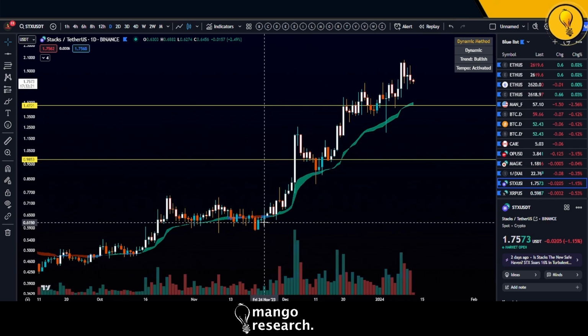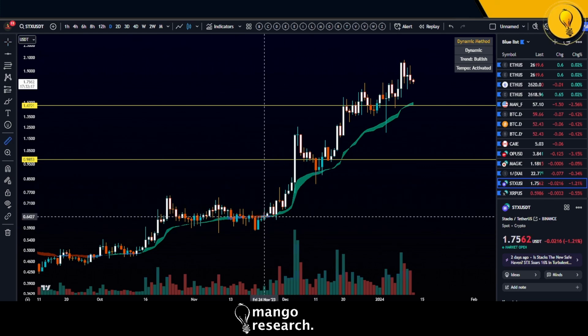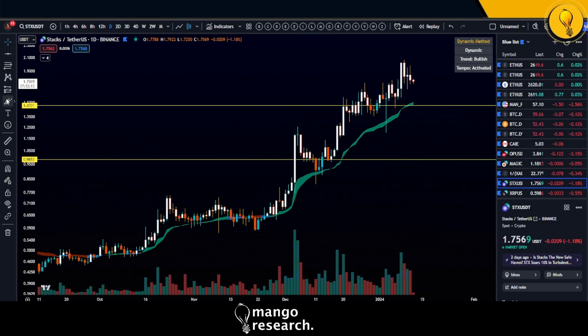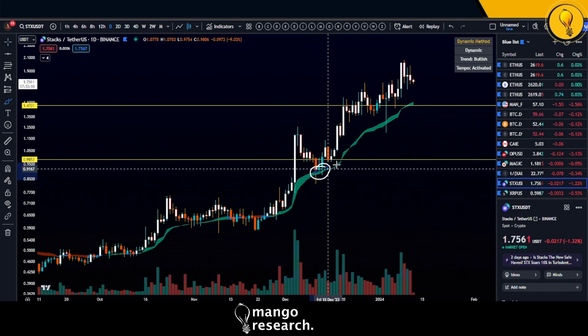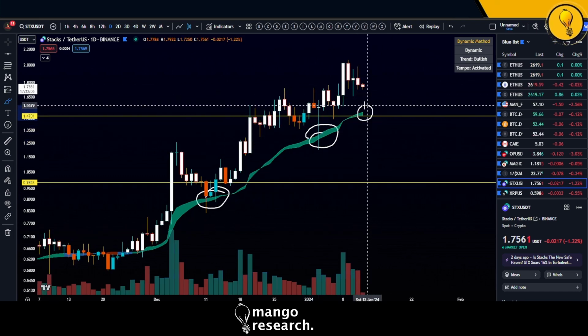The dynamic has been respected since the breakout right here at around 64 cents. If you just followed every test of the dynamic, you're already up by a good 175% on that trade. Notice every test was met with support right here, right? So I want to see price hold the dynamic support once again.